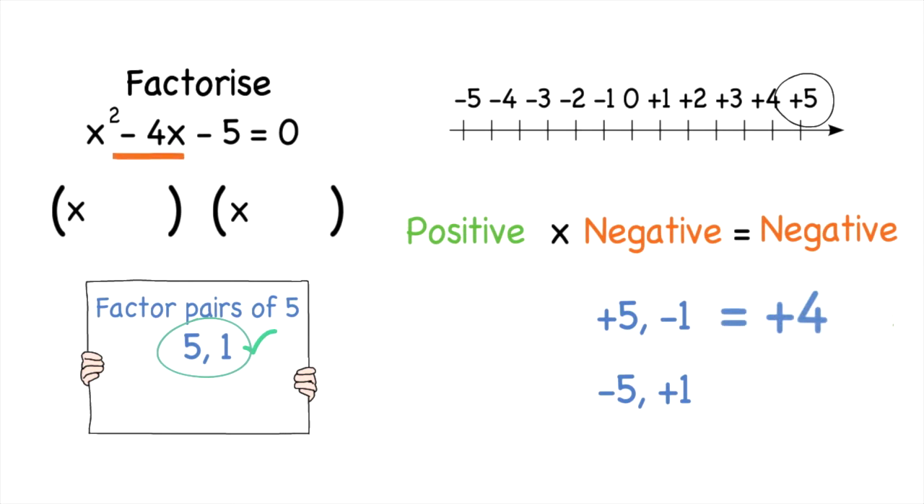If, however, I start with a minus 5 and I add 1, I do end up with a minus 4, which is the number I'm after. So that tells us that these are the two numbers that I want to use in my brackets. Again, there's nothing in front of the x squared at the beginning of the equation, so it doesn't matter which way around these two go, but it is important that it's the -5 and +1.